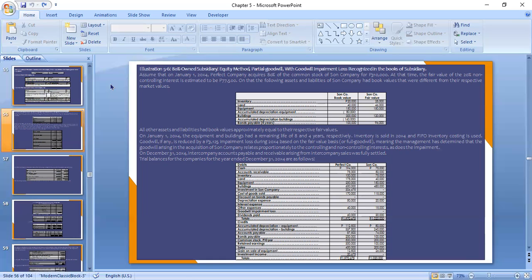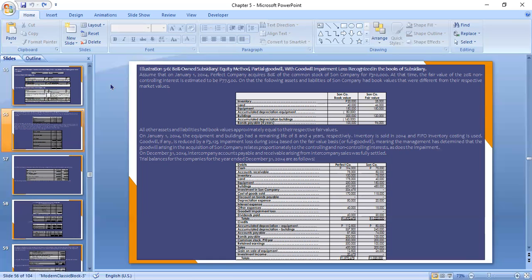The buildings with the accumulated depreciation of 140,000, but the fair value is only 120,000, and the bonds payable with book value of 100,000, the fair value is only 96,000. In other words, the book value is higher than the fair value, which will involve a discount.